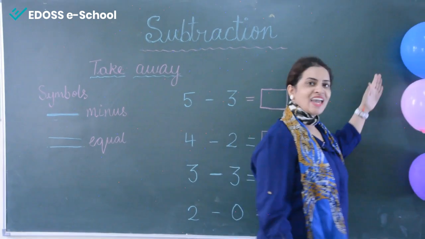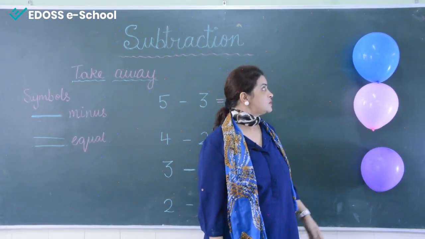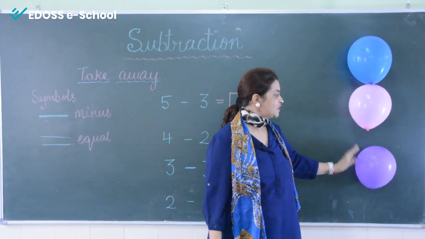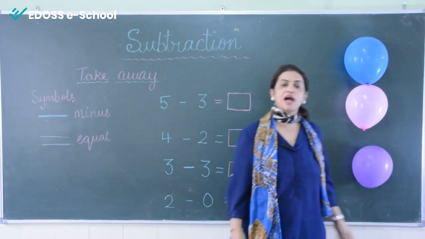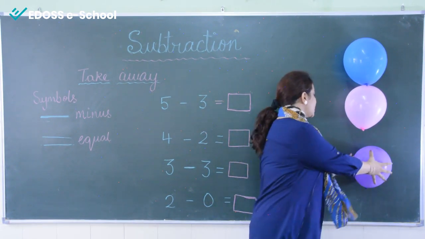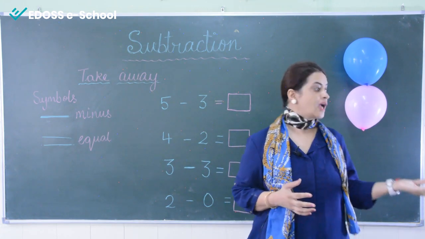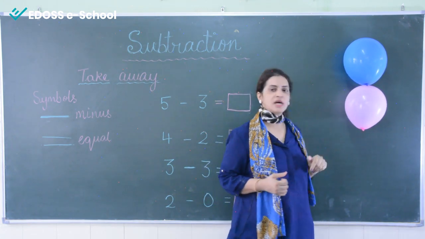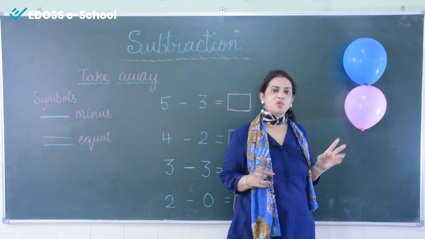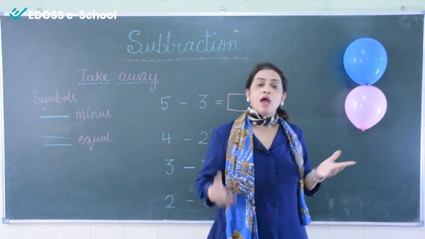Okay, can you see some balloons here on the board? How many balloons are there? Just count with me. 1, 2 and 3. Yes, so there are 3 balloons. What happens if I take away one balloon? And these balloons flew away. Now how many balloons are there? You can see it very clearly. There were 3 balloons and now there are 2 balloons.